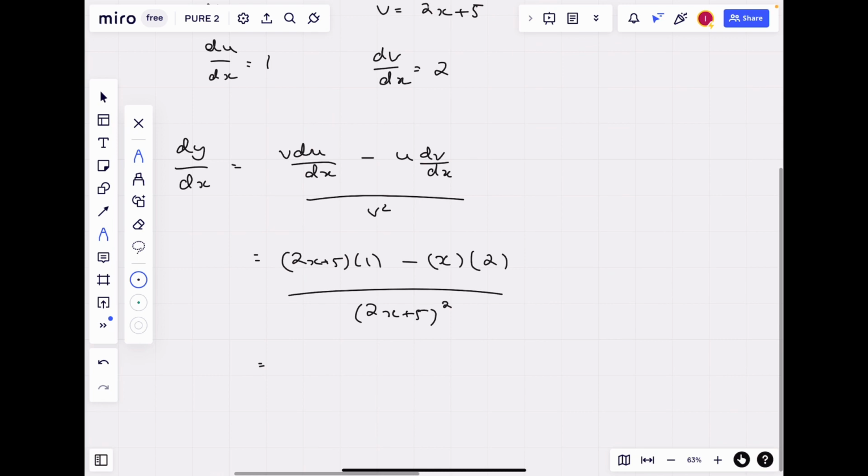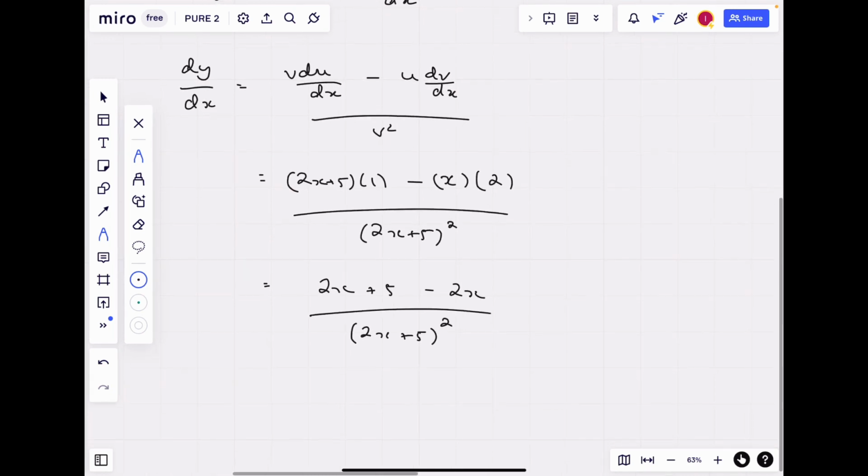So when we simplify it, we get this. 2x minus 2x is 0. So 5 over 2x plus 5 all squared. That's it. You don't need to expand because it's just going to make everything longer. It's not really simplifying. But there you go. That is the quotient rule.